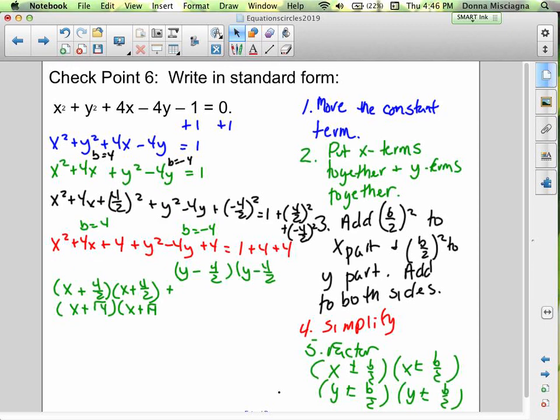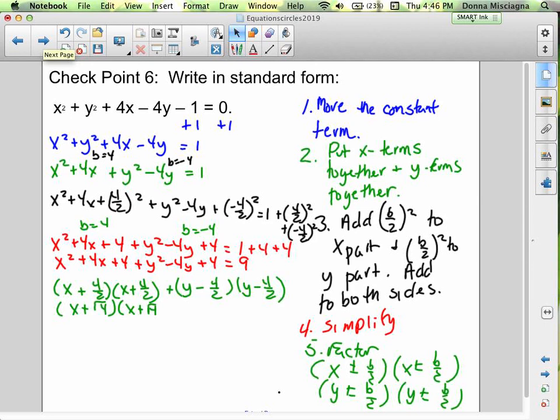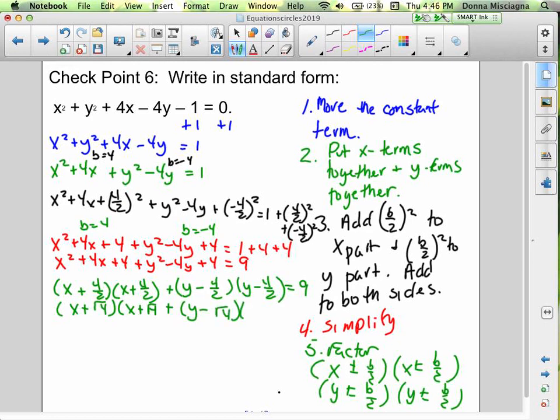The only thing I didn't do, and I didn't notice it until I was about to write in the constant on the other side, is that we didn't add the 1 and the 4 together. So that's x squared plus 4x plus 4 plus y squared minus 4y plus 4 equals 9. All right, so we've got the first part of that factored. Let's finish factoring the y's. If you don't like b divided by 2, you can think of it as y minus the square root of c. So that would be y minus the square root of 4, equals 9.